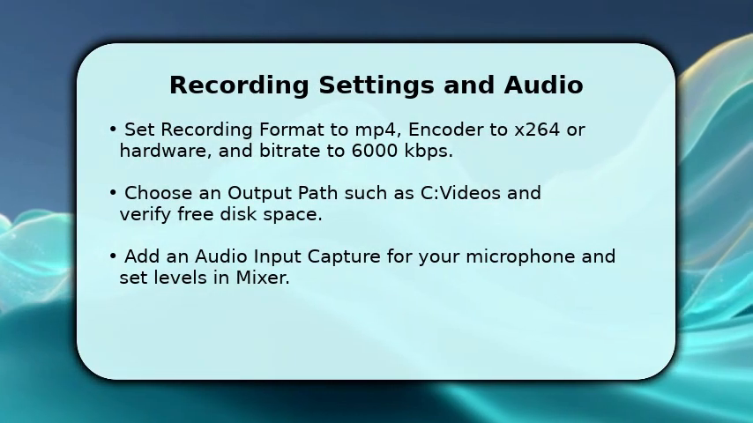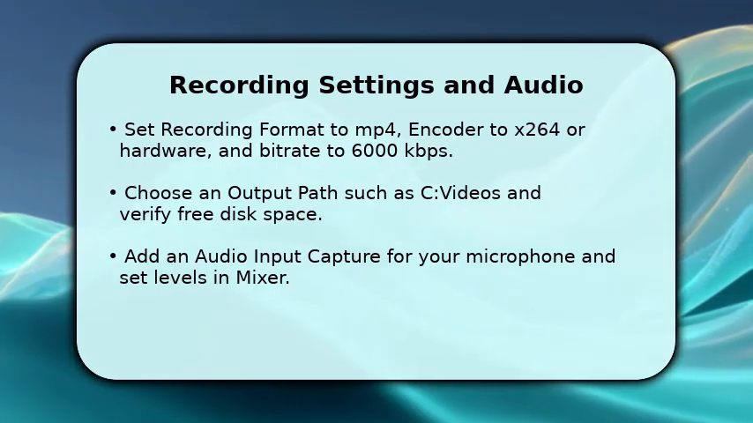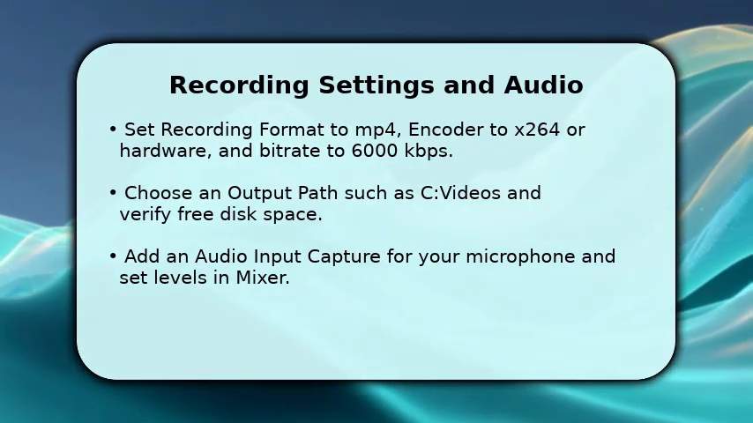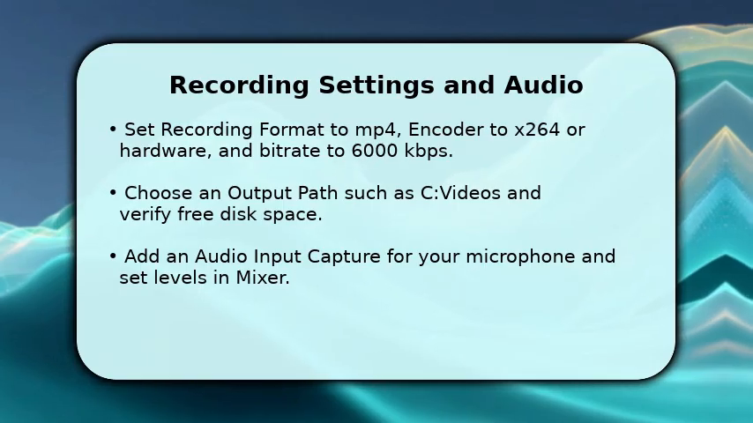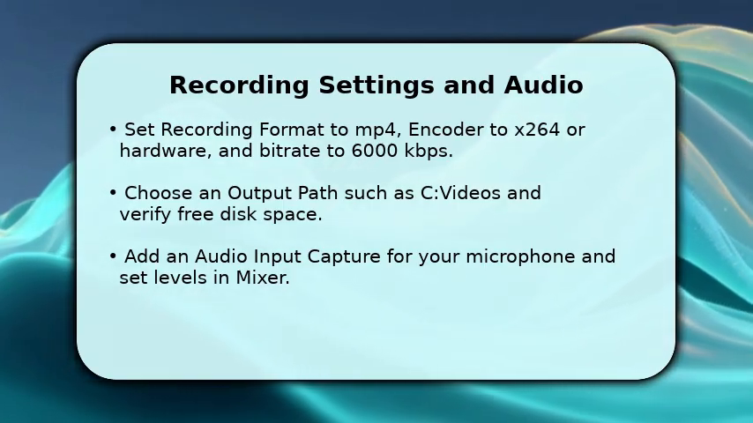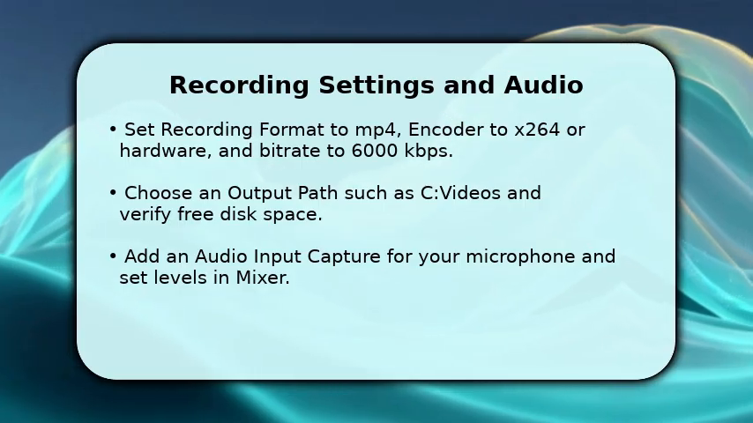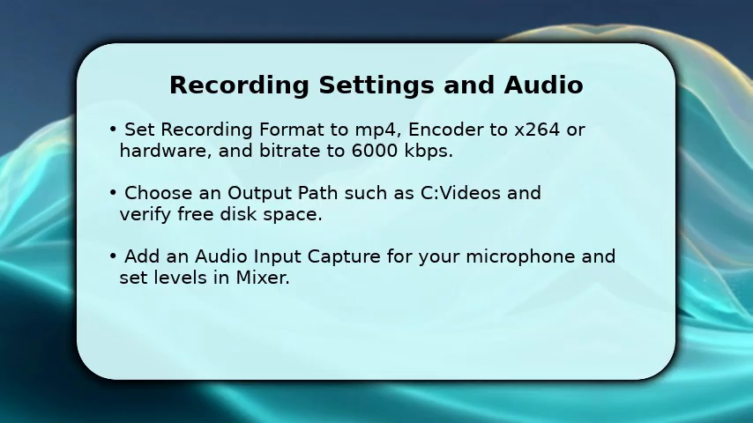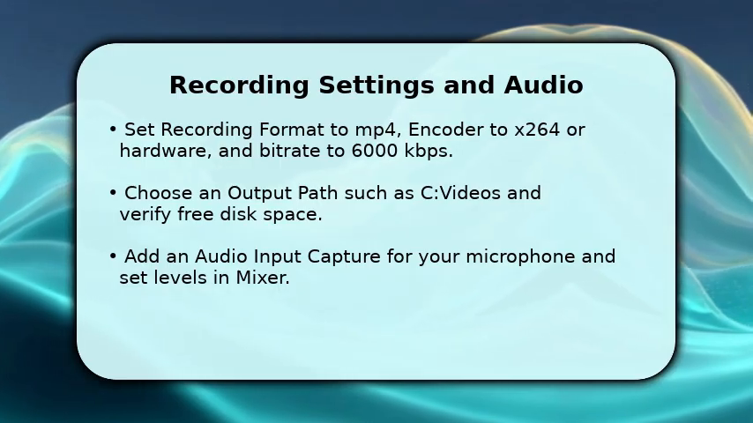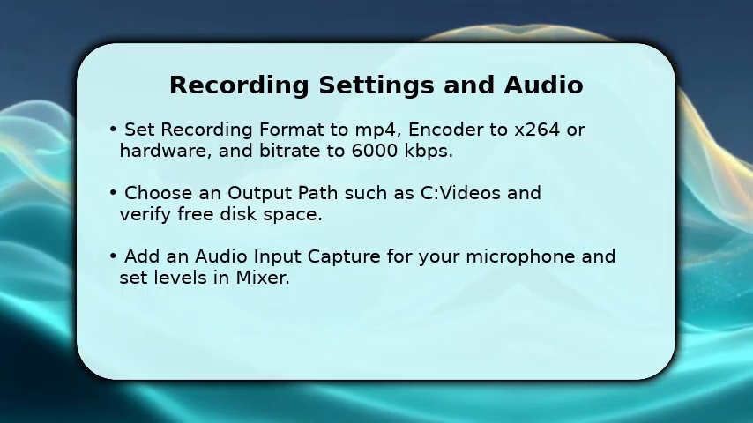Open Settings and then Output to configure recording parameters and file location. Choose recording format as MP4 and set encoder to X264 or your hardware encoder. For quality, set video bitrate to 6000 kbps for clear 1080p recordings at 60 fps. Set recording path to a folder like C/videos and confirm you have enough free disk space.